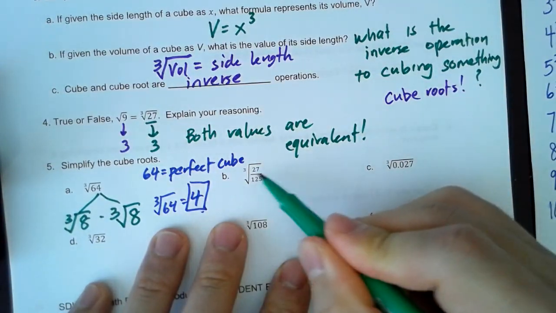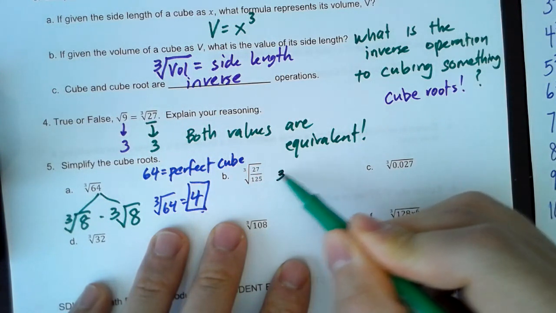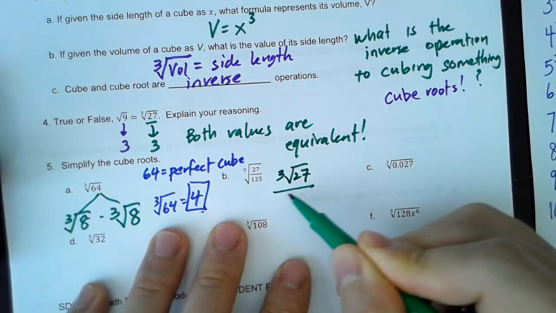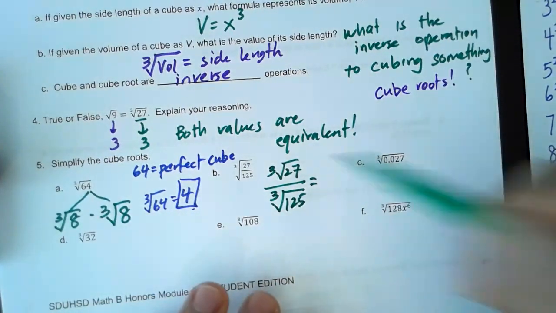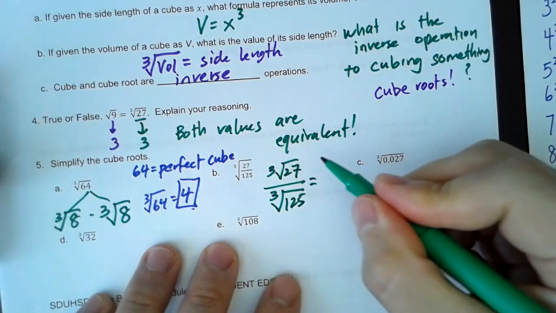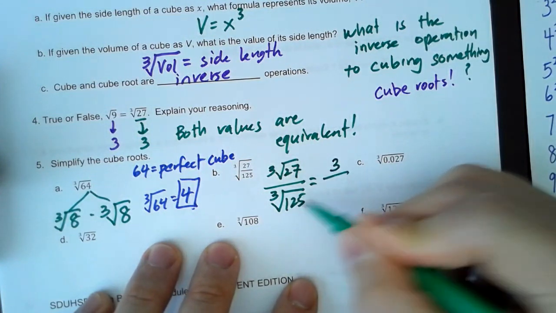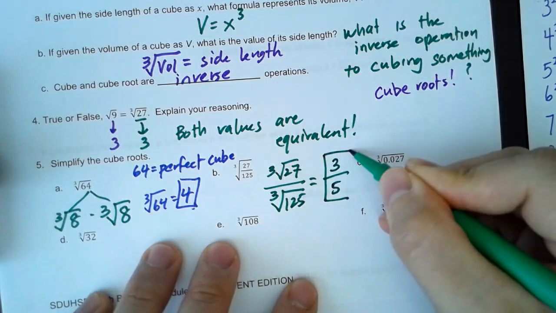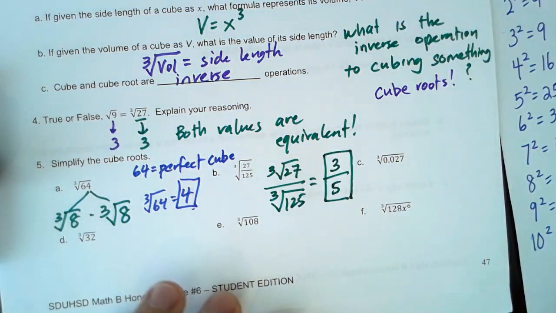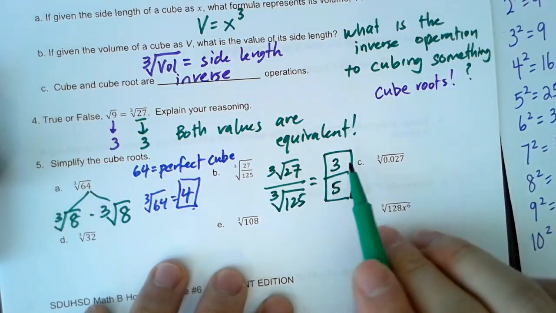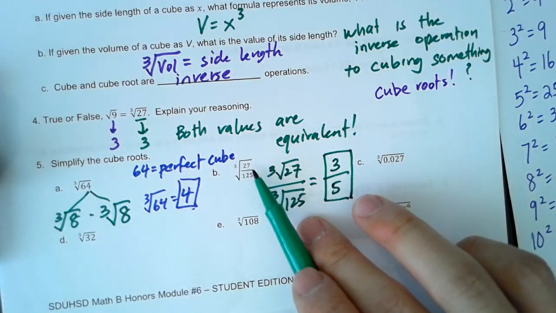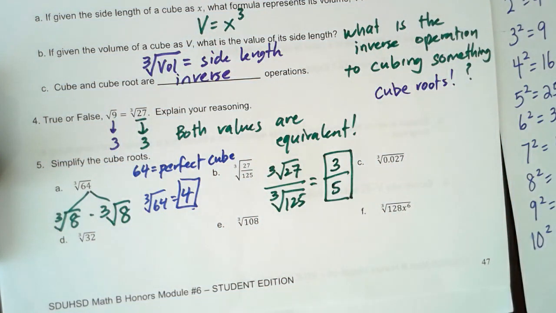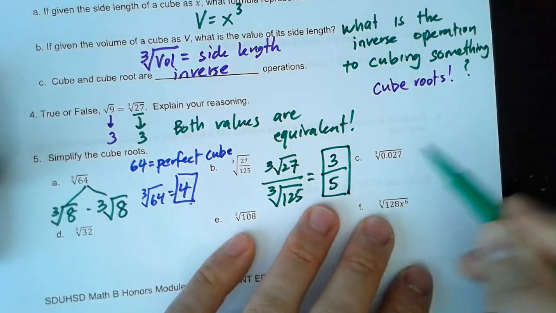Letter B, the cube root of 27 over 125 is really the cube root of 27 divided by the cube root of 125. And again, we know that these are perfect cubes. So this is simply 3, and then this is simply 5, 3/5. Okay, if you did 3/5 times 3/5 times 3/5, would you get 27 over 125? Yes.